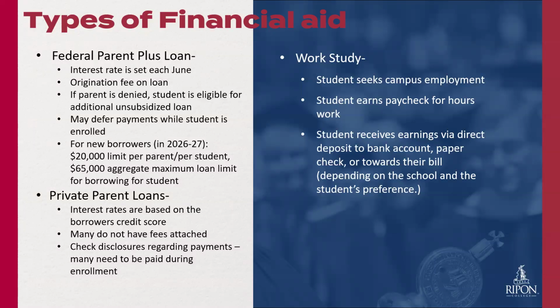A new law that's going into effect for 26-27 is that for parents that are borrowing for their student, there is a $20,000 maximum per year limit that parents can borrow for their student, with a $65,000 maximum aggregate loan limit per parent per student.